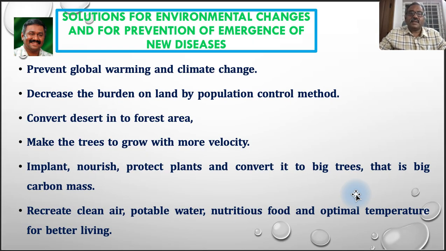So what are the solutions for environmental changes and for prevention of emergence of new diseases? For this we have to prevent global warming and climate changes. So how? Decrease the burden on land by population control methods. Convert desert into forest area. Make the trees grow with more velocity. Implant, nourish, protect, plant and convert it into big trees, that is big carbon mass. Recreate clean air. I'm stressing recreate it, which was there in the first century of life. Now again we have to recreate clean air, potable water, nutritious food and optimal temperature for better living.